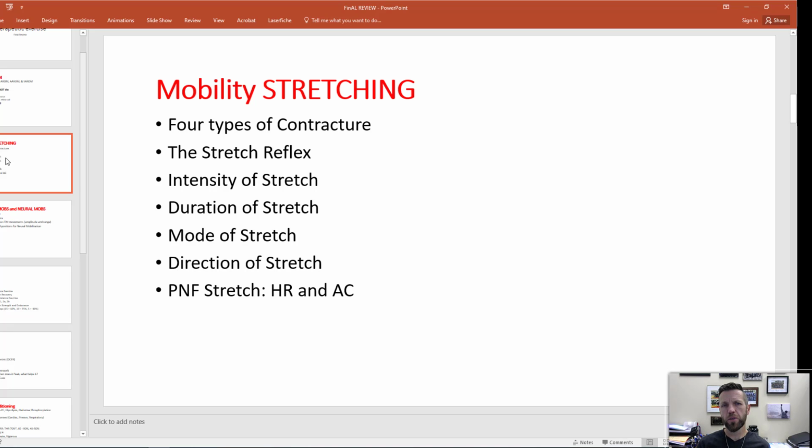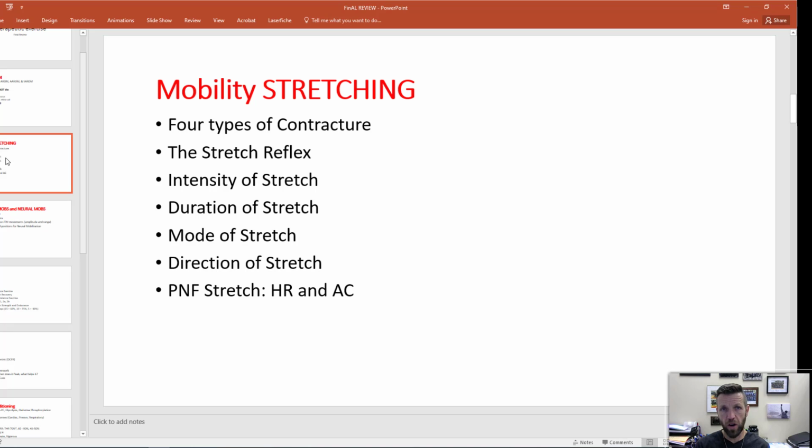And then we also want to know about modes of stretch. And so that was static stretch, that was PNF stretch, and we're going to talk about that here in just a second. But the modes of stretch most commonly that we use is static stretch. And again, that's 3 times 30 seconds or that's 3 times 90 seconds with variance of intensity. What's the direction of stretch?